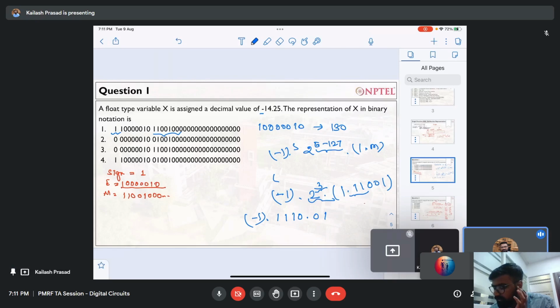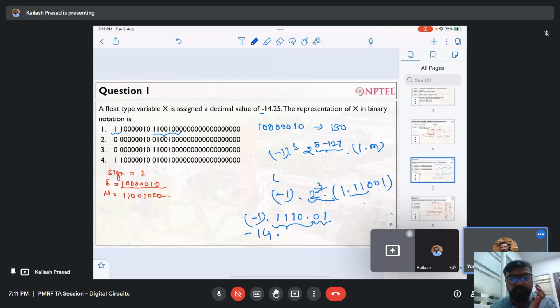Now you convert into binary. So this is 14, so minus 14, and this is 0 1, which will be 0.25. Is that fine? Right, so it's very simple. You just convert this. The only part is to find out this exponent value. You shift from that exponent value and you will get the answer.